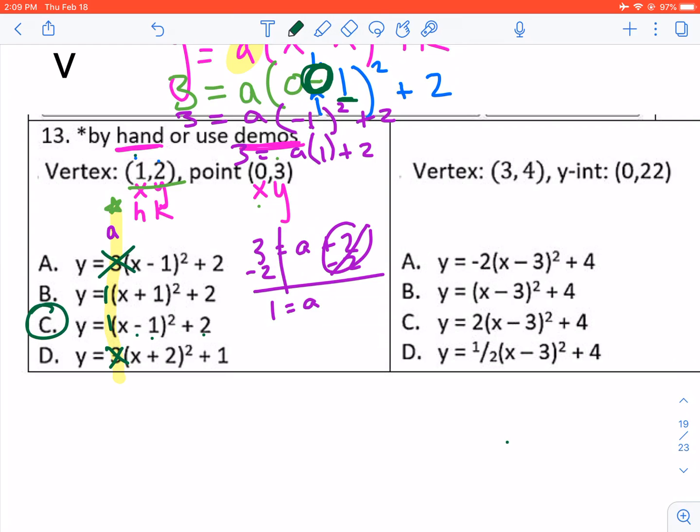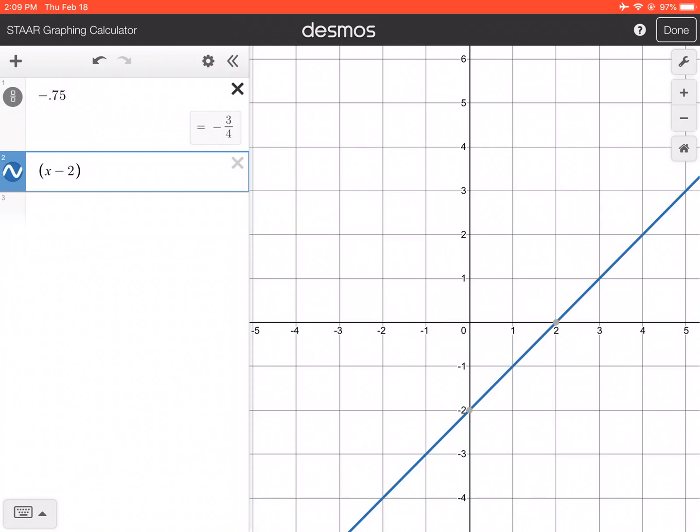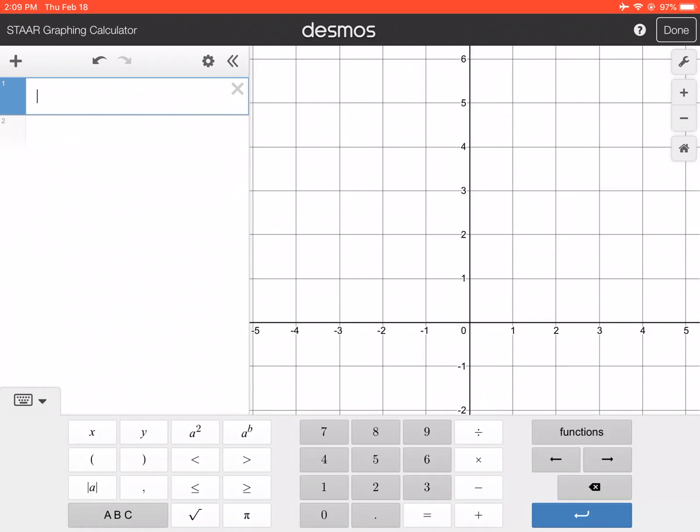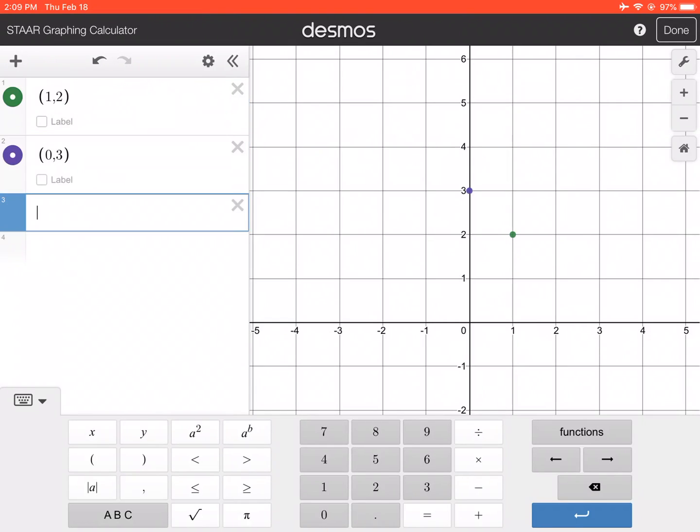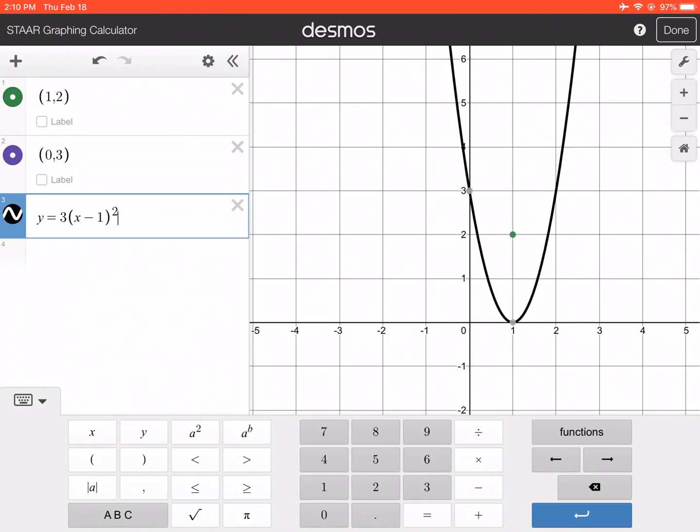The other thing that you can do, and this is pretty cool, is just type in the numbers that we have. Let me get onto Desmos so that we can see. There we go. And we can type in the information that we have. We have the point 1, 2, and we also have the point 0, 3. Then we have all these answer choices. So I'm going to type in one that I know is wrong so that we can see what it looks like when it's wrong. And then we're also going to type in one that's right so we can see what it looks like when it is correct. And then we're going to square that plus 2.